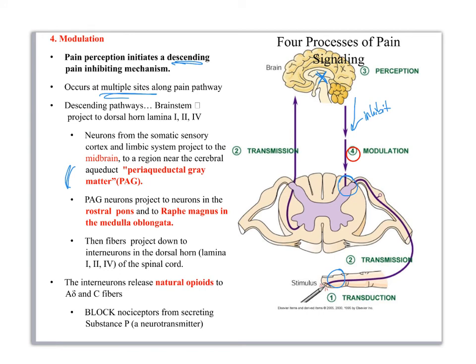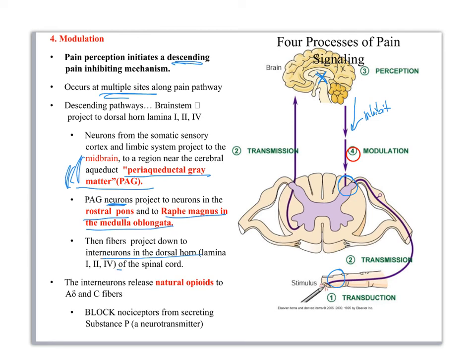Okay, so one of the areas where it does this, and this part's in the actual brain, is at the midbrain, where you've got periaqueductal gray matter. And in this area, we've got little neurons that poke out to two special areas called the rostral pons and the raphe magnus and the medulla oblongata. I know we really haven't studied that. You'll do this in patho. I just want you to be familiar with the words, okay? And there you're going to have interneurons that descend down to the spinal cord.